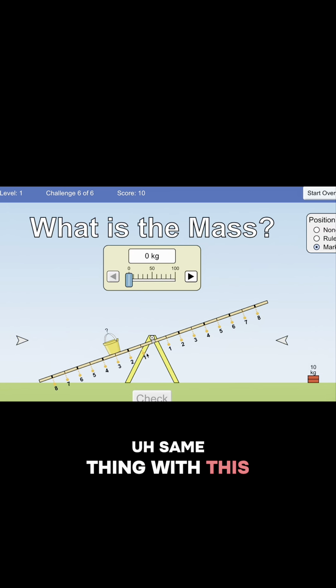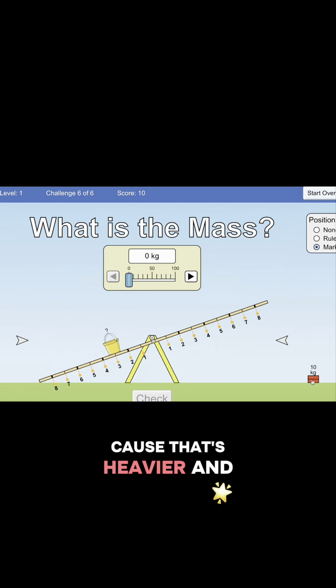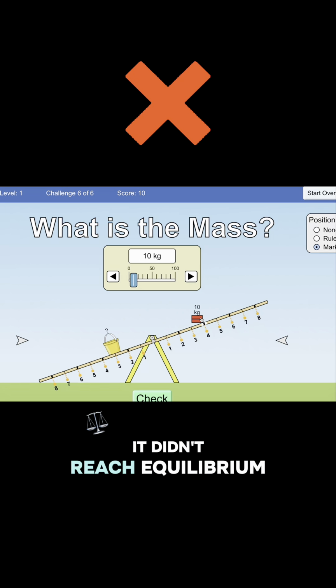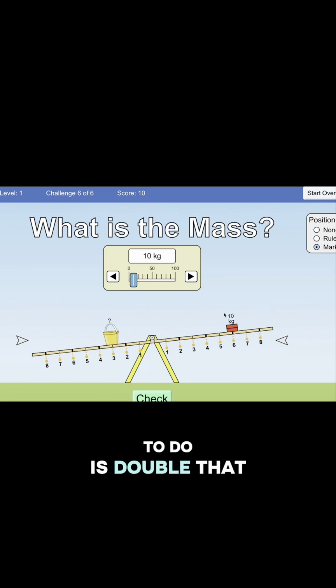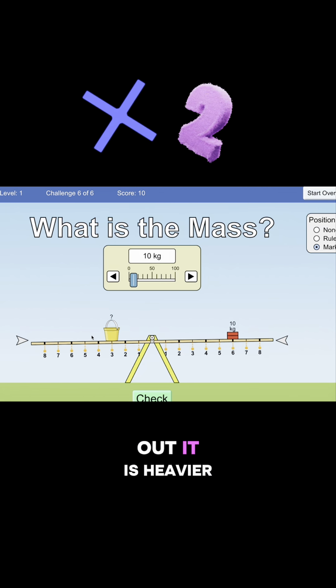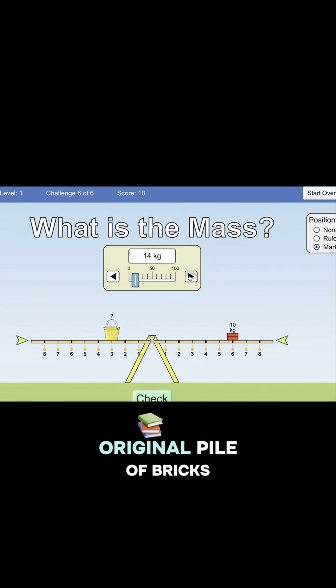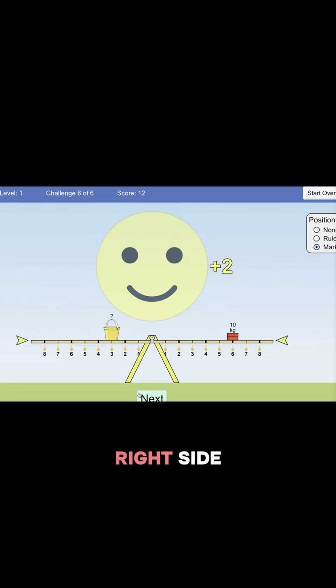Same thing with this. Heavier side will go to the right because that's heavier. And to find this object, what I do is I put the 10 kilograms on the 3, but it didn't work. It didn't reach equilibrium. So what I have to do is double that because it may be heavier, and it turns out it is heavier, which makes it times 2 the weight of the original pile of bricks I had on the right side.